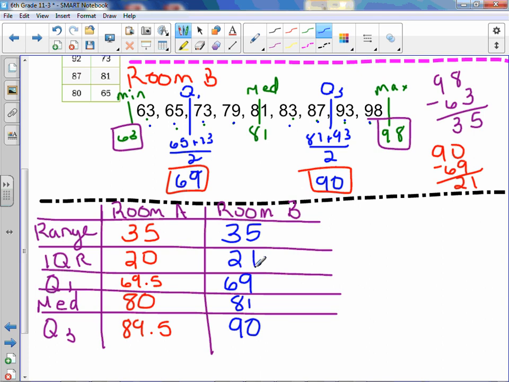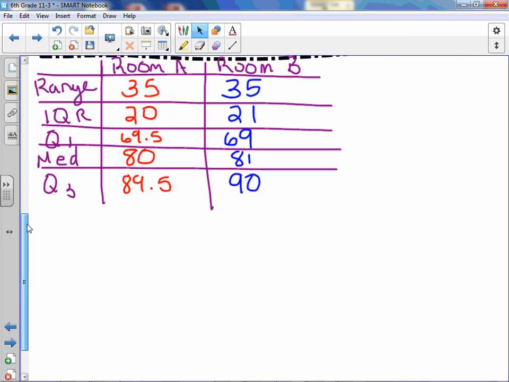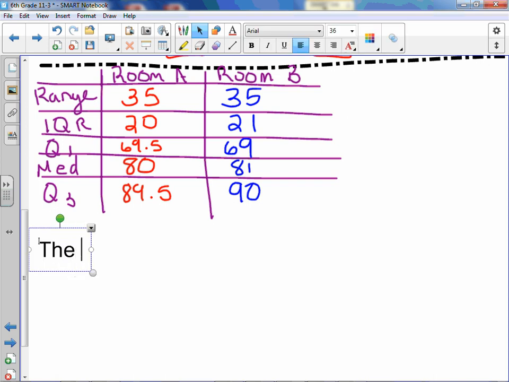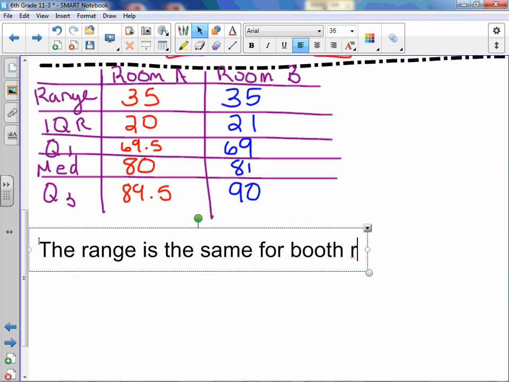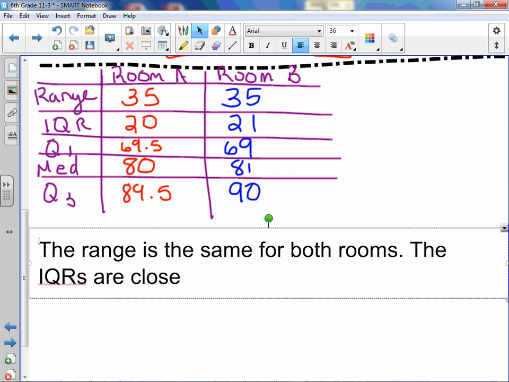Okay, now we have all of our measures of variation written down. The last thing to do is just compare them. So let's write a few sentences to compare them. First thing I'll say is that the range is the same for both rooms. I can also say the IQRs are close.